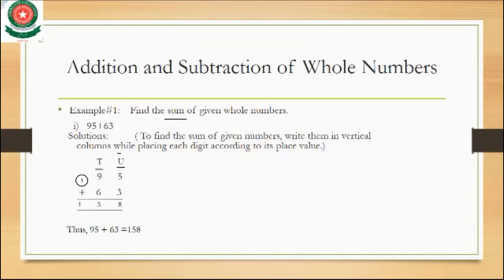Okay, first number is 95. The most right digit is 5, so you will write it below the U. It means unit is below the U.